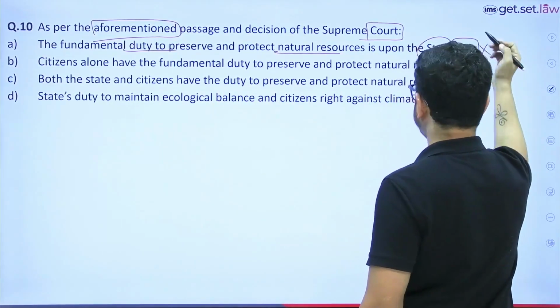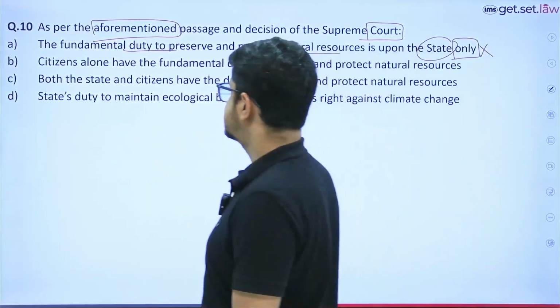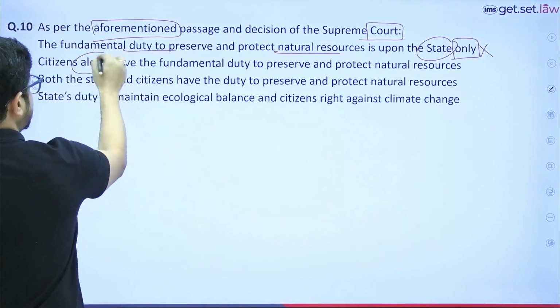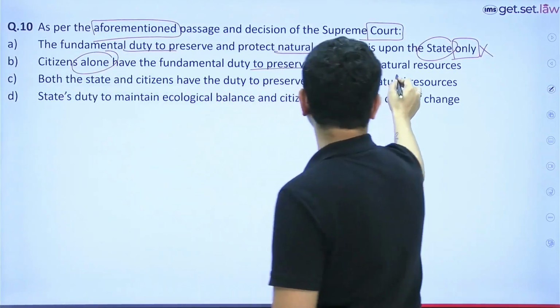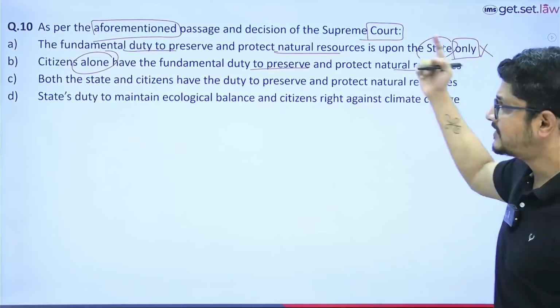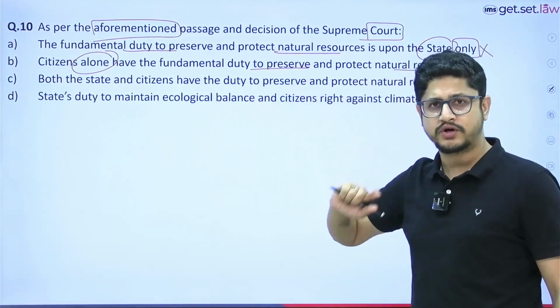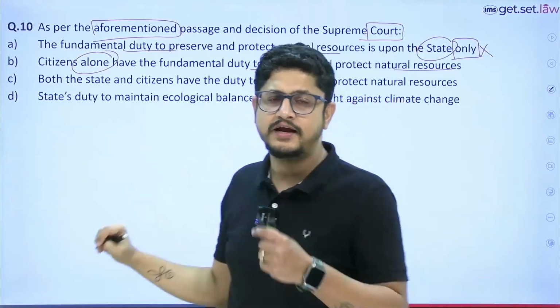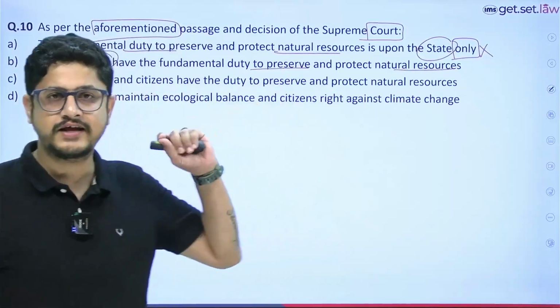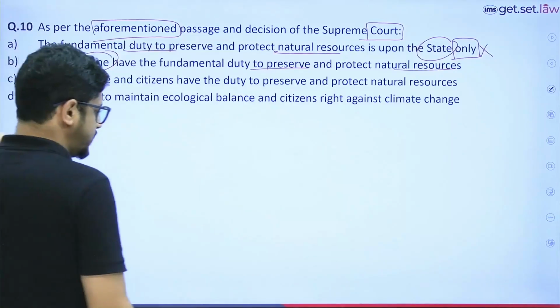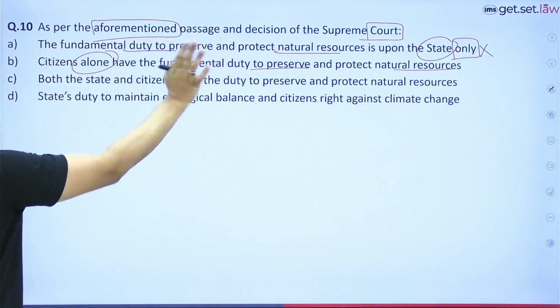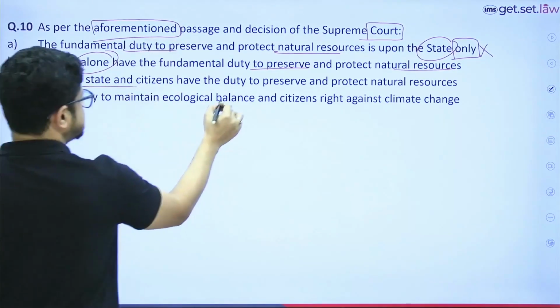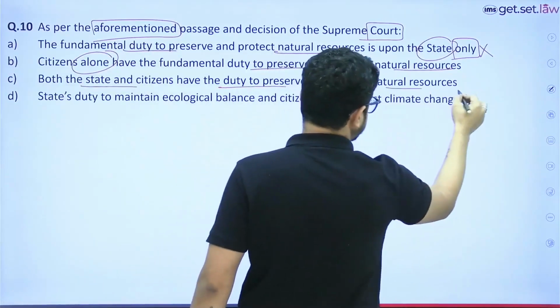No, सिर्फ state के बारे में बात नहीं कर रहे हैं. Citizens alone have the fundamental duty to preserve and protect the natural resources? No. क्योंकि when we say that there was an amendment which took into the picture, तो सुप्रीम कोर्ट ने तो क्लियरली हमारे आर्टिकल्स में मेंशन किया ना, आर्टिकल 21 की भी बात हो रही है, 51AG की भी बात हो रही है, 48A की भी बात हो रही है. So these options alone are eliminated. Both state and citizens have the duty to preserve and protect the natural resources.